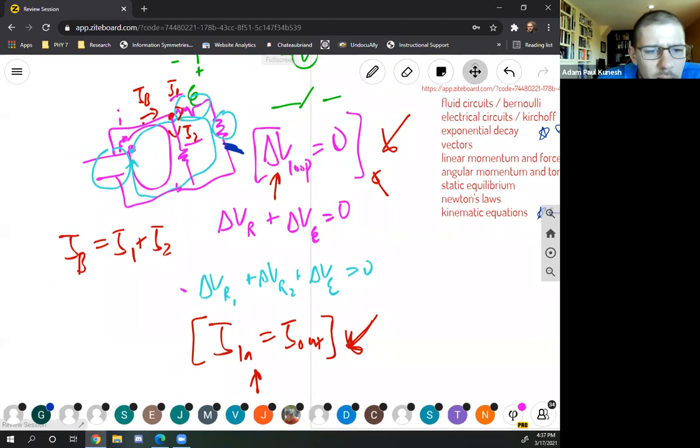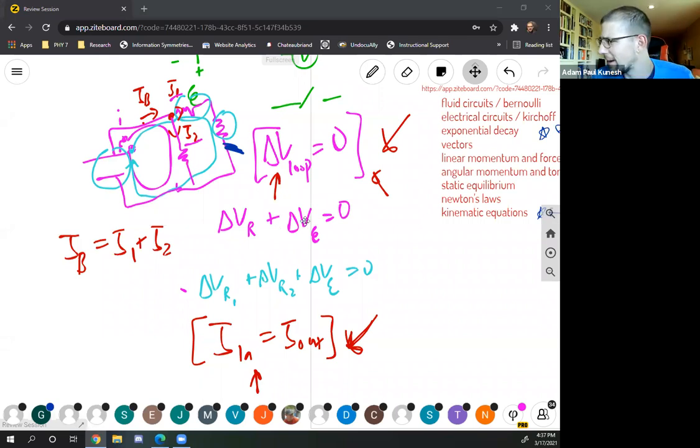Kate asked, at the initial moment when you place a capacitor, current is 0 through I1, right? We'll get to capacitors in a minute. Hang on, I'm holding off on that.